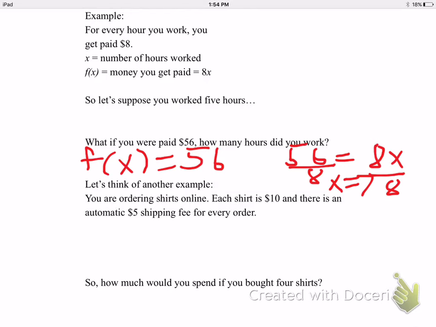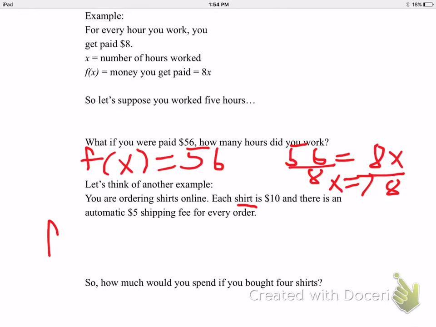So using this function notation, we can get an output when given an input, or we can get an input when given an output. So let's think of another example. You are ordering shirts online. Each shirt is $10 and there is a shipping fee of $5 for every order. So the input is going to be how many shirts you buy, and then the output is going to be the cost. So how much you spend is going to depend on how many shirts you buy.